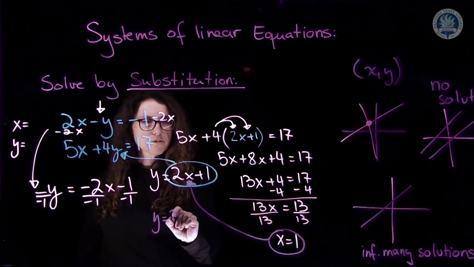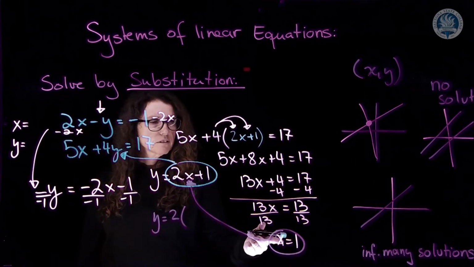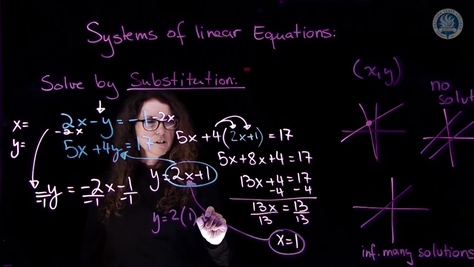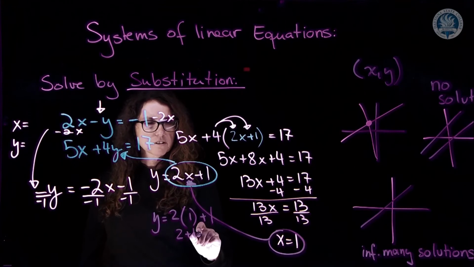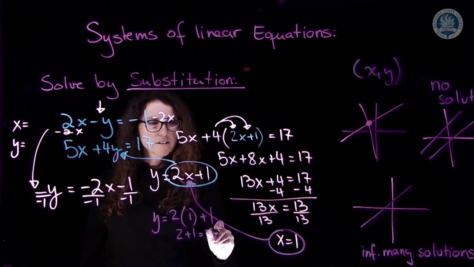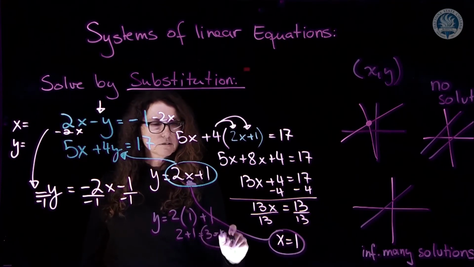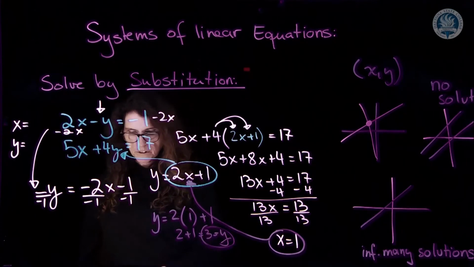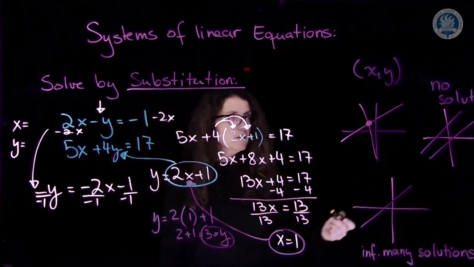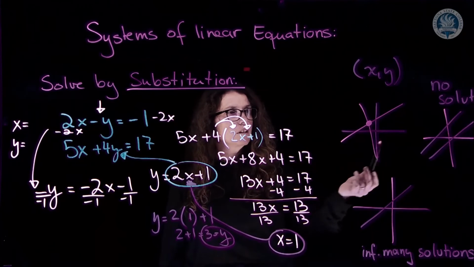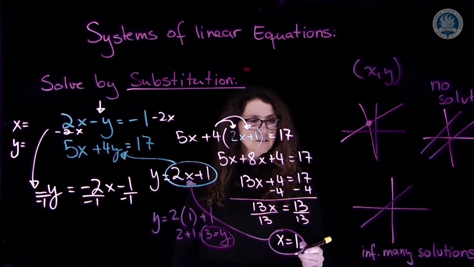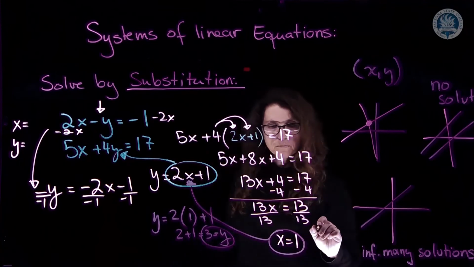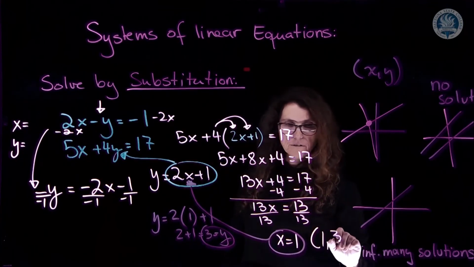y equals 2 times x, which is 1, plus 1. 2 plus 1 is indeed 3. y is equal to 3. Our ordered pair, in this case, again, this is a case where the lines do intersect, and the ordered pair would be (1, 3).